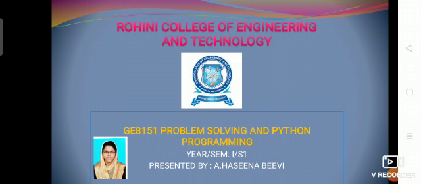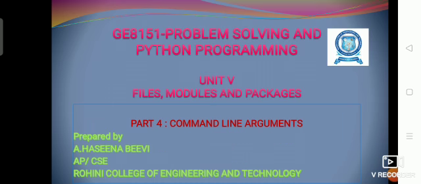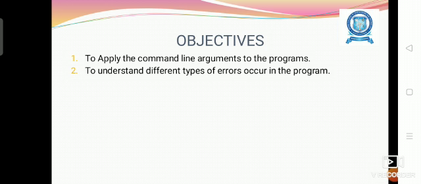I am presenting this video to explain a topic from the 5th unit of Problem Solving and Python Programming. We are going to see the topic Command Line Arguments. Let us see the objectives of studying this topic: to apply the command line arguments to the programs. Here we are going to study the use of command line arguments and how to apply them in our Python program, to understand the different types of errors that occur in a program.